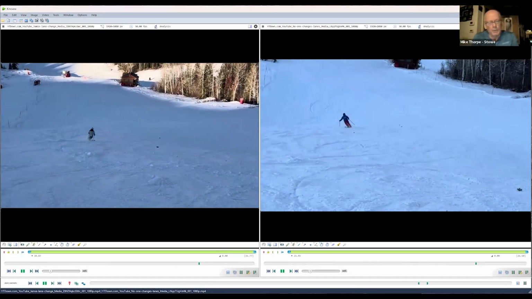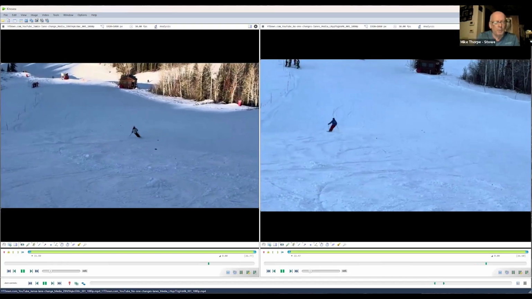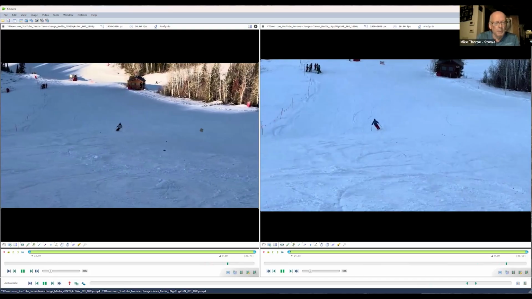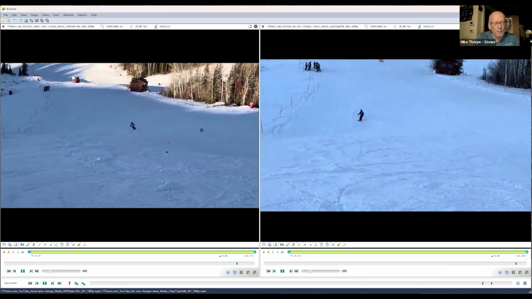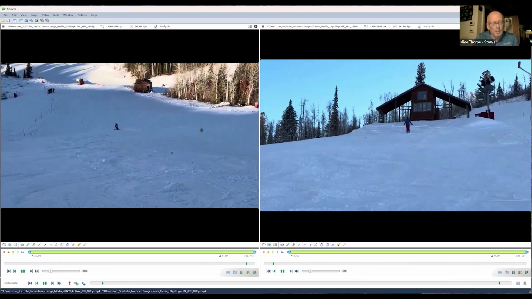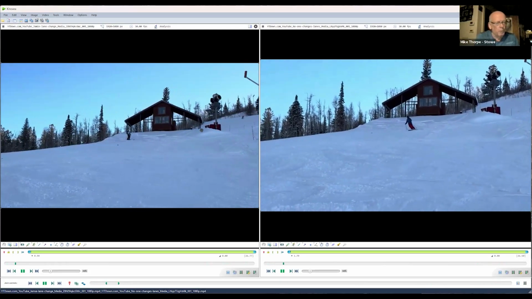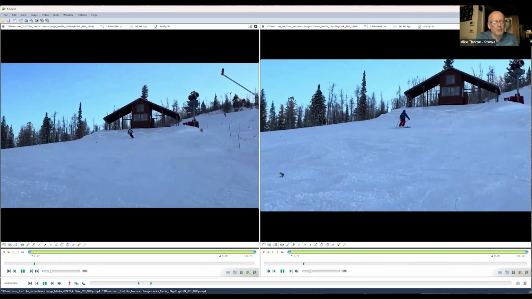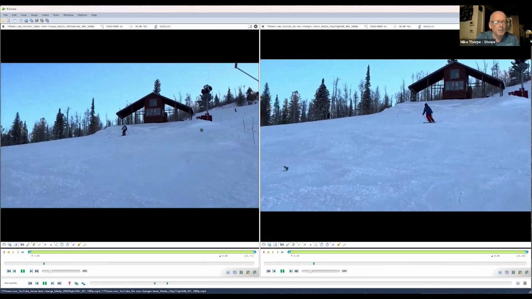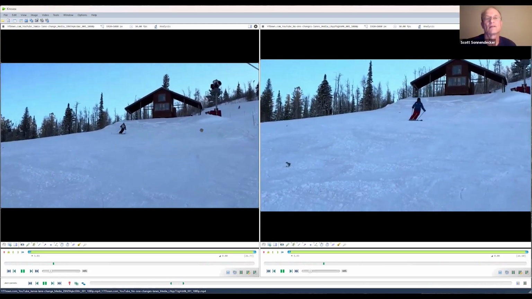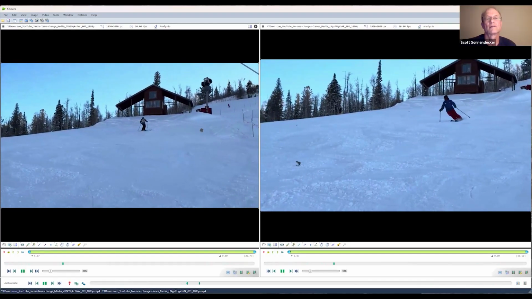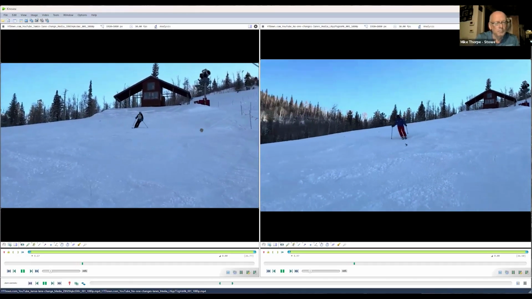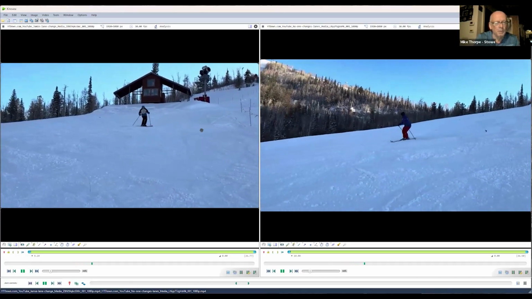Go ahead, Mike. I don't see the body squaring up until basically into the turn. I always equate squaring up with the outside shoulder rotating to match the direction of the skis across the hill. And I don't see that in this skier. That happens at the end of the turn. There, oh, just briefly, yeah. But that doesn't happen at every turn.